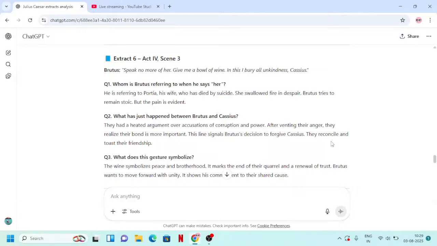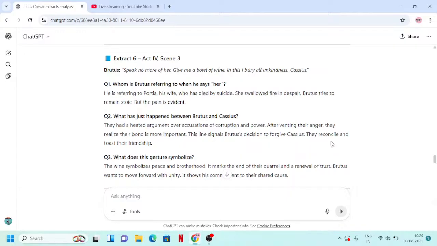He is referring to Portia, his wife, who has died by suicide. She swallowed fire in despair. Brutus tries to remain stoic, but the pain is evident. He is feeling so much pain.